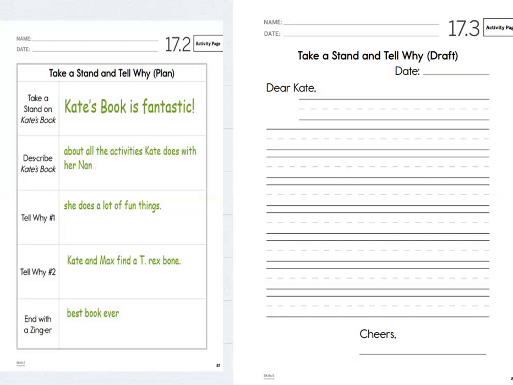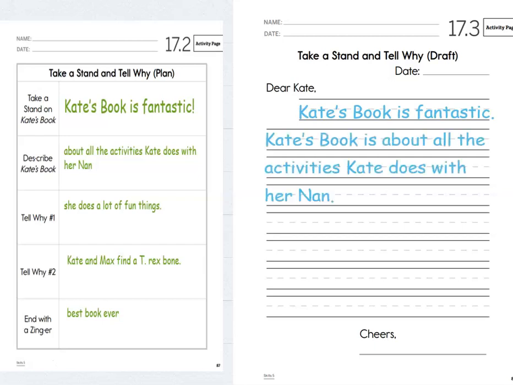Now, I am going to write my opinion in paragraph form. I'm going to write my letter to Kate. Dear Kate, Kate's book is fantastic. Kate's book is all about the activities Kate does with her Nan. I like it because she does a lot of fun things. Notice how I took my first reason, I transferred it over, and I used the linking word because.